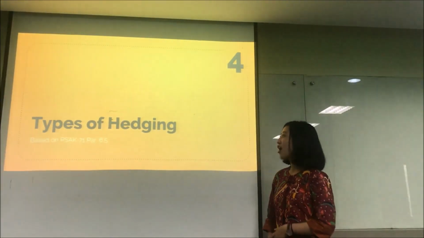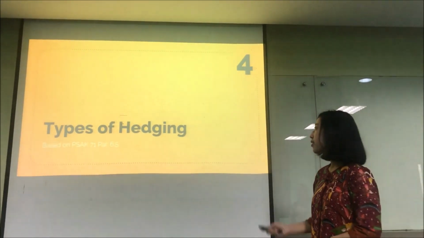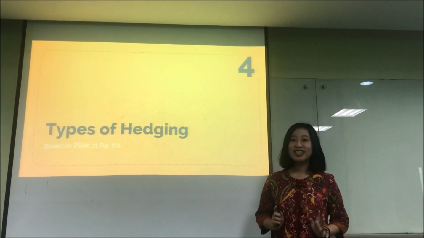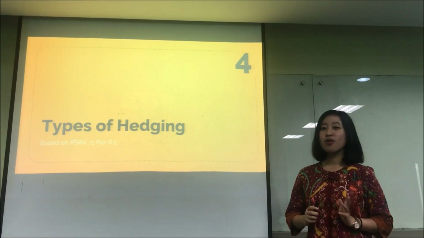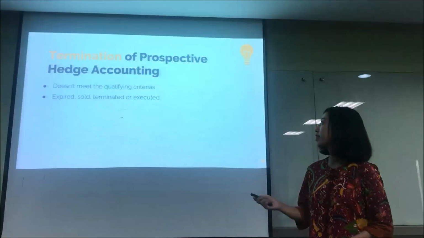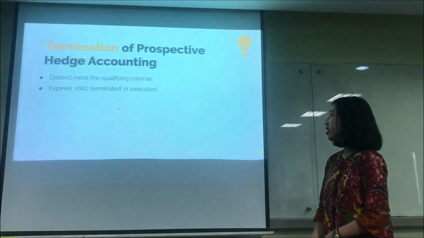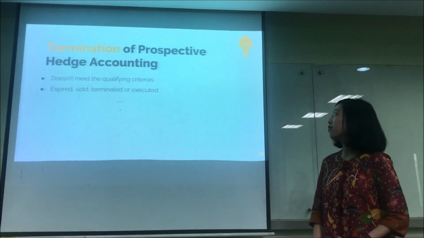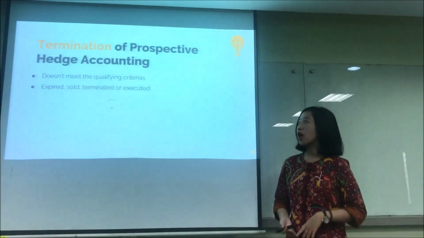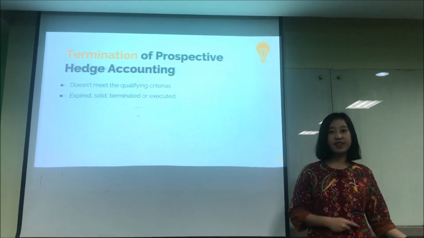Now, we'll be moving on to types of hedging, which is based on PSAK 71, paragraph 6.5. The entity applies hedge accounting for hedging relationships that meet the qualification criteria, and there are 3 types of hedge accounting which will be explained later on. Now, first we will be talking about the termination of prospective hedge accounting. It can be terminated because it doesn't meet the qualifying criteria as I've explained before, and also if it has expired, been sold, or been terminated or exercised by the owner. And next will be explained by my colleague, Vitha.